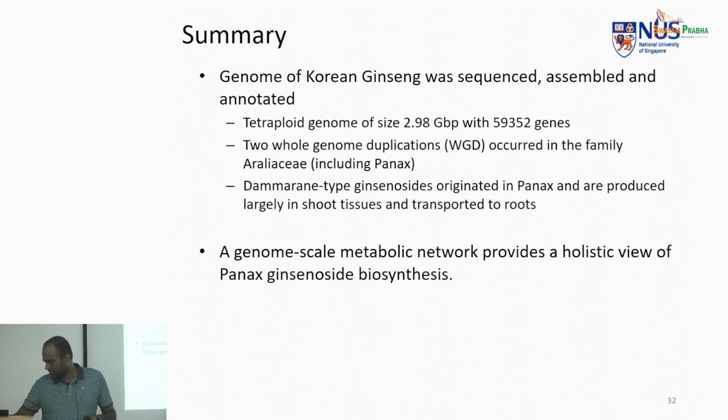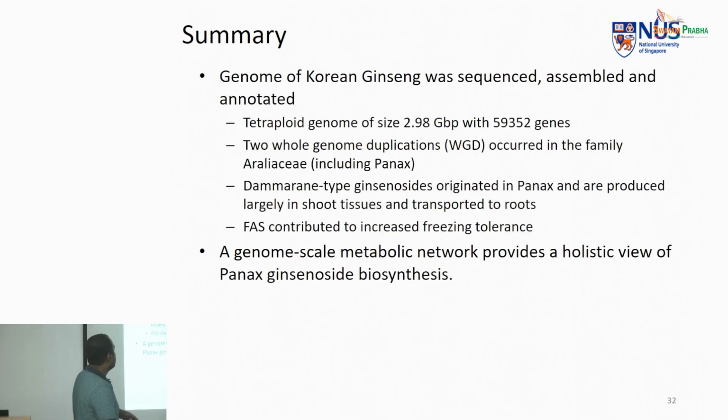Okay, so in summary, we identified a few things in this work. One is we were able to establish the genome size of ginseng, which is 2.98 Gbp. The interesting thing is it encoded a way higher number of genes when compared to the closest ancestor, which is carrot. We also noted that this would have occurred because of two whole genome duplication events from the carrot, and it may have occurred at the level of this particular family, Araliaceae.